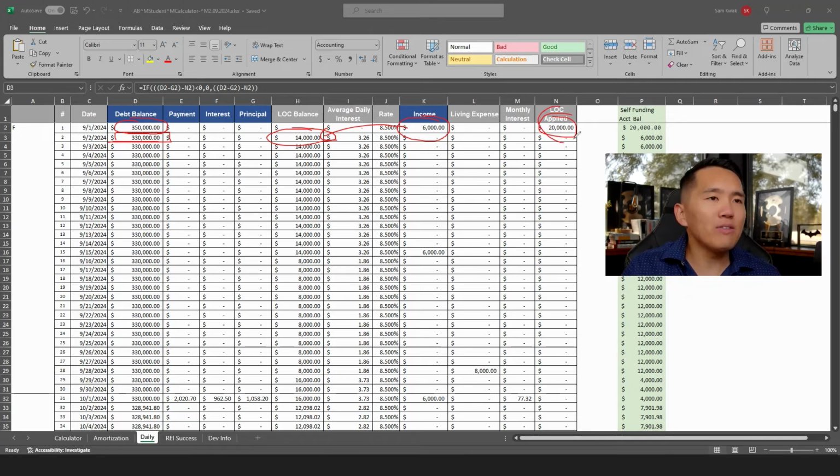So we've done the $20,000 line of credit principal payment against the mortgage. We're taking our $6,000 of income and making a principal payment on the line of credit. Therefore, at the end of the day, we now have $14,000 in our line of credit balance. Subsequently, because we had to talk about the daily balance and daily interest, we are now charged $3.26 on this line of credit balance at that 8.5%.